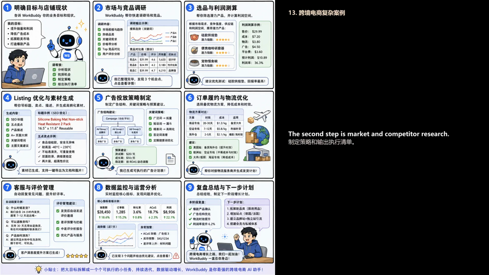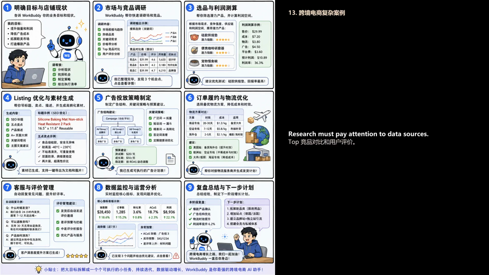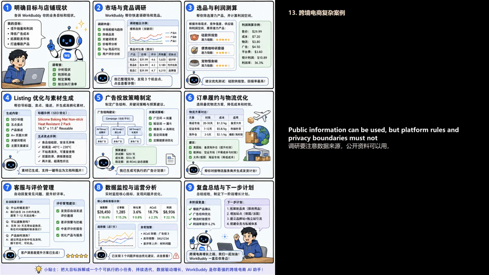The second step is market and competitor research. It can organize market size and trends, hot categories, keyword demand, price band analysis, competitor comparison, and user reviews. Research must pay attention to data sources. Public information can be used. Platform rules and privacy boundaries must not be bypassed.